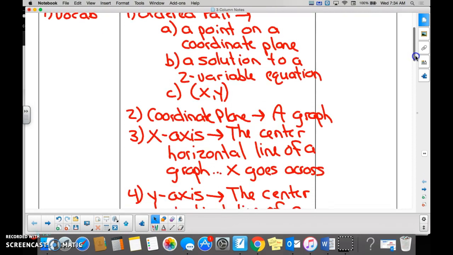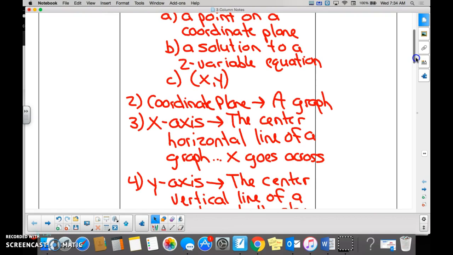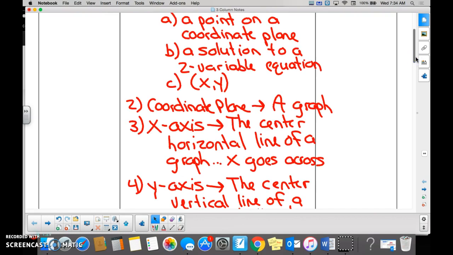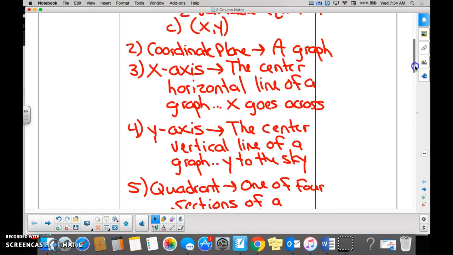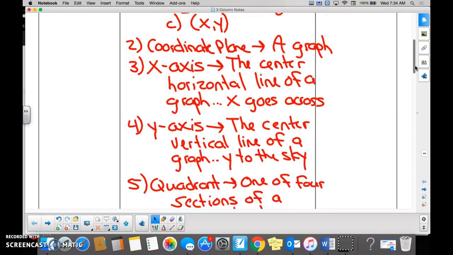The center horizontal line of a graph, and as hopefully you know, x is the axis that goes across. If you look at x, it makes a cross. That's how you remember it. And then y is the center vertical line of a graph, and we remember the y-axis is the vertical line because we say y to the sky.